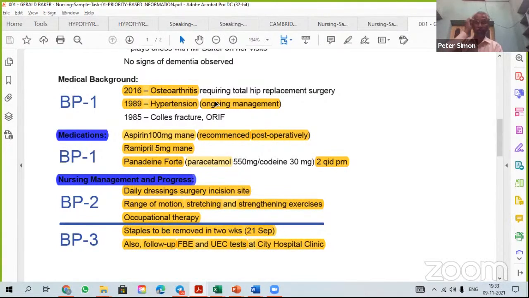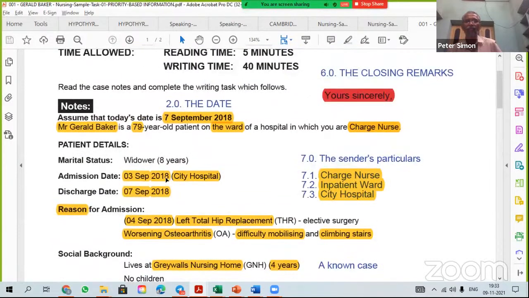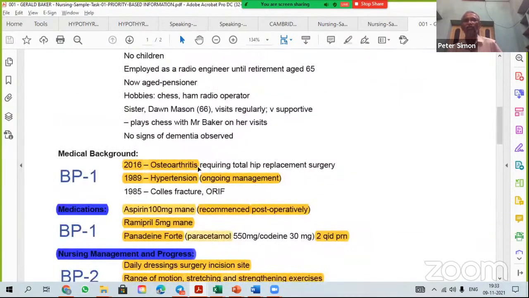The most important problem is osteoarthritis. Try to understand. It required hip replacement surgery. So in 2016, osteoarthritis requiring total hip replacement surgery. Now 1989, it was hypertension, ongoing management. And now this is which year now? 2018, September. 3rd September 2018, and this is 2016, so this is past. 2016 is past.